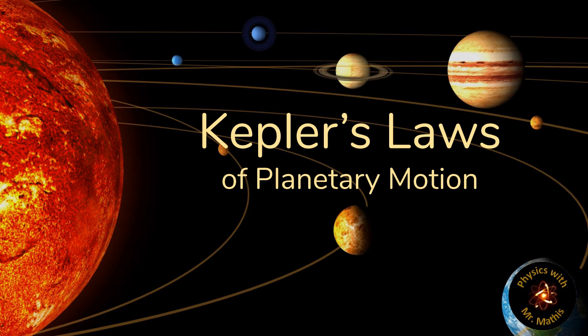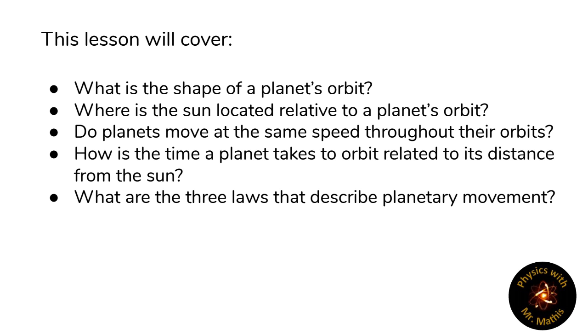In this lesson, we'll be looking at Kepler's laws of planetary motion. We're going to look at the shape of a planet's orbit. We'll find out where the sun is located in the orbit relative to the planet. We'll find out if planets move at the same speed throughout their orbits or if they change speed. And then we'll see how the time a planet takes to orbit is related to its distance away from the sun. All of these things are going to be put together with three laws that describe planetary movement.